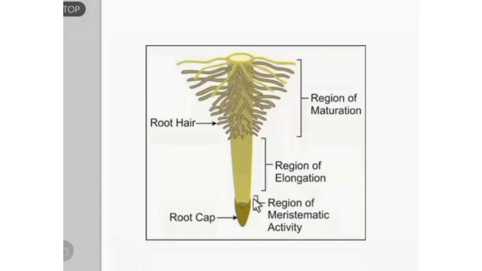The tip or apex portion of the root is covered by a cap-like structure, which is known as the root cap. It helps in protection of the tip of the root as it goes deep into the soil.